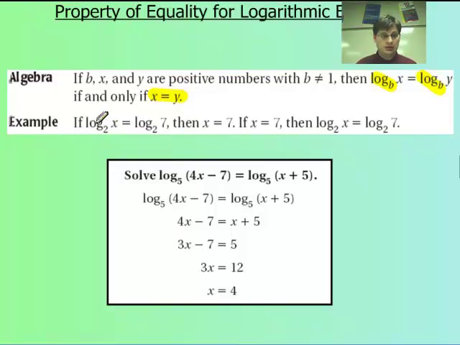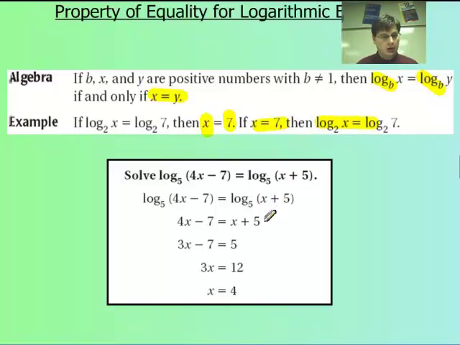So quite simply, a very basic example of log base 2 of x and log base 2 of 7. Well, since they're both log base 2 and they're equal, therefore x has to be 7. x is equal to 7, vice versa. We can do it the other way as well.